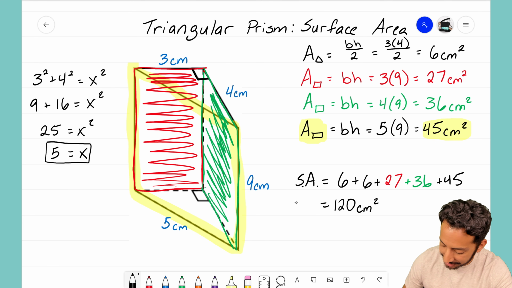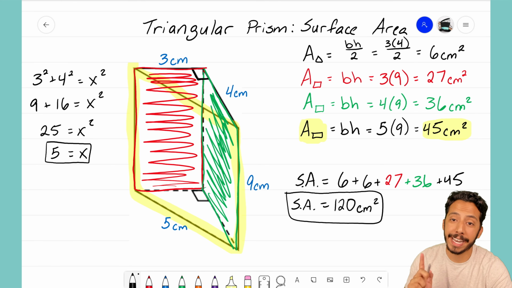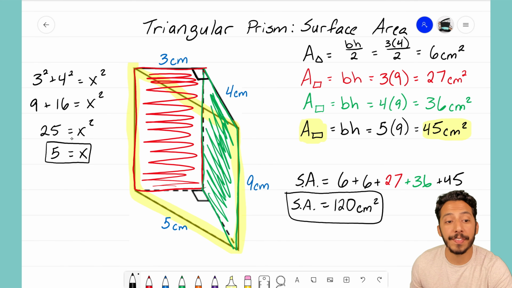That right there is how you determine the surface area for a triangular prism. Get the area of the two triangles, one on top, one on the bottom, and then find the 3 rectangular sides for this prism. Now, again, you might have to find a missing side on that triangle, but thankfully it is a right triangle, and we know Pythagorean's theorem is going to be super helpful in those situations.